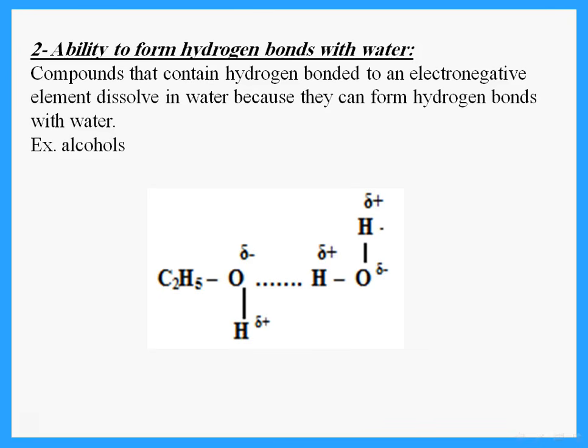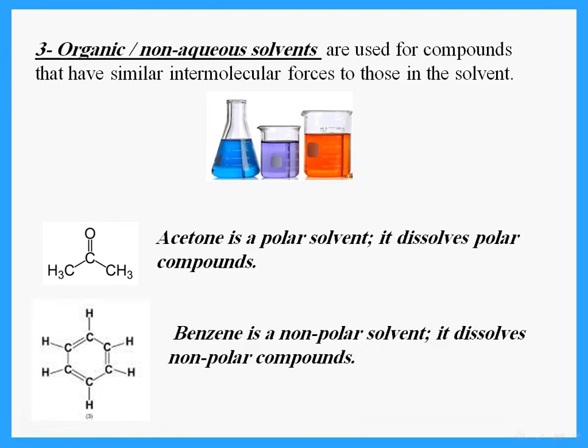Now, why does it dissolve in water? Because it can form hydrogen bonds with the water. Now, what if it cannot form hydrogen bonds? If it cannot form hydrogen bonds with water, that means it will not dissolve in water. And that is why we said organic compounds or covalent compounds do not dissolve in water. Now, that means we will need another kind of solvent, which we call organic or non-aqueous solvents.